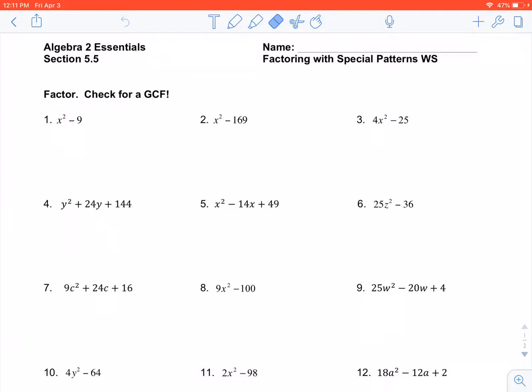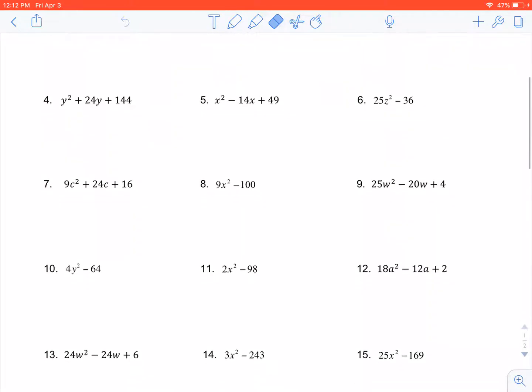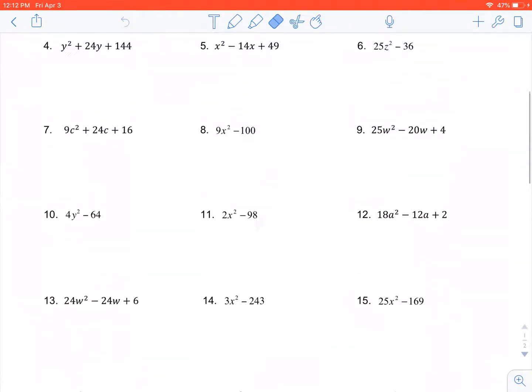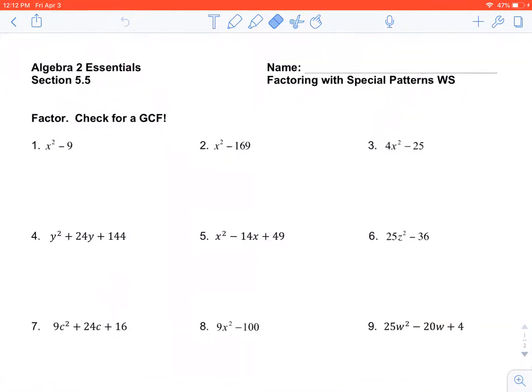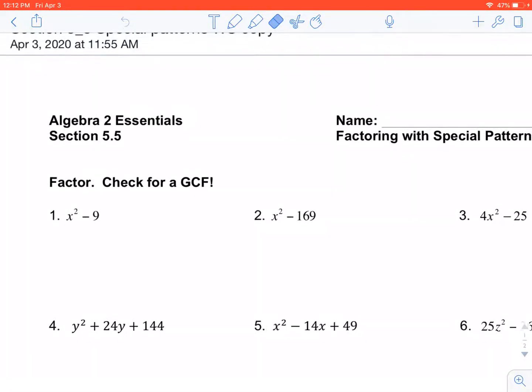You can feel free to just write the problems down on a separate piece of paper. You can print this out, or you can download it and write it directly on your device. So this is the factoring with special patterns that we talked about yesterday. If you would look at the worksheet, notice that the worksheet is definitely a mix of the two patterns that we worked with.